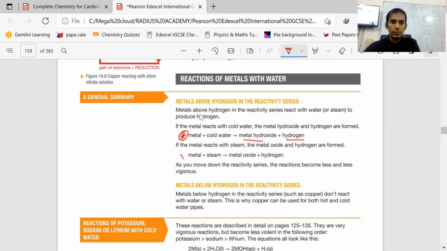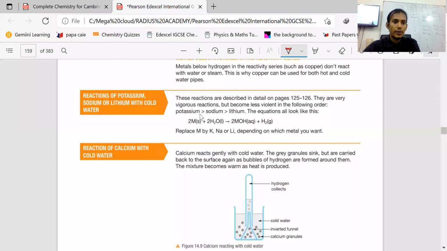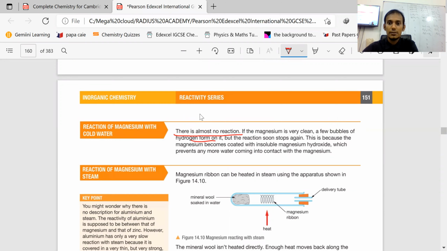If you have the book with you, page 150. And second, metal plus steam forms metal oxide and hydrogen. Then you see, they have already given the reactions of potassium, sodium, and lithium with cold water. Then the reaction of calcium with cold water. This is slow, so slowly it will produce calcium hydroxide and hydrogen gas. Then there is almost no reaction. Some bubbles. If you have very clean magnesium metal, a few bubbles of hydrogen form on it, right?